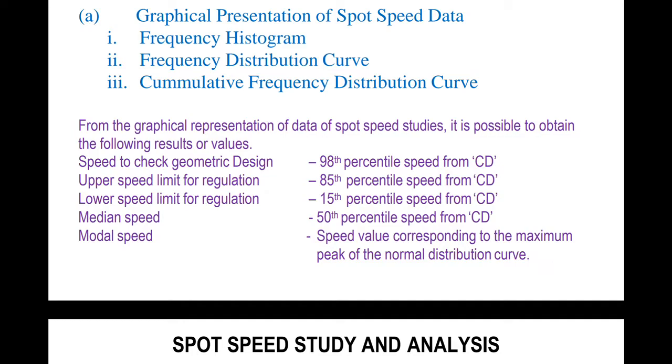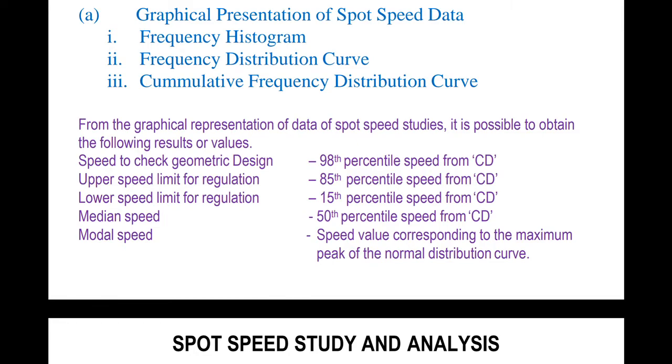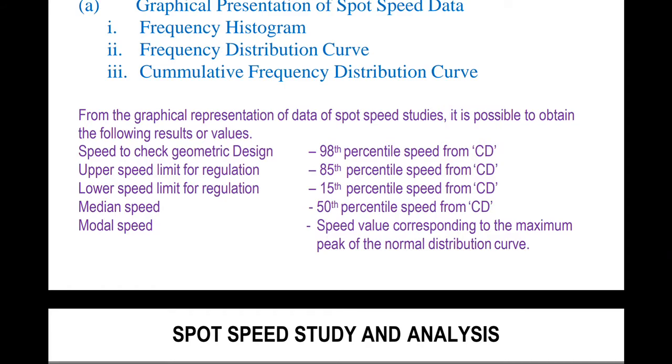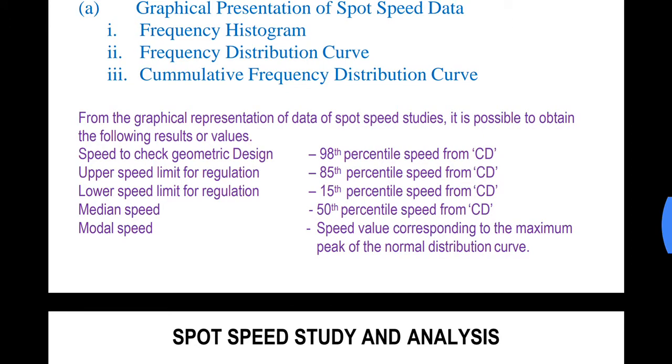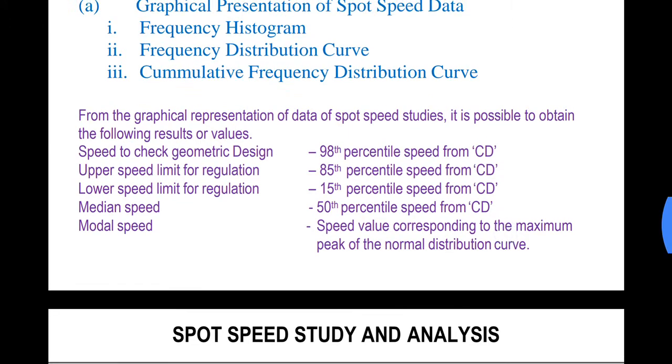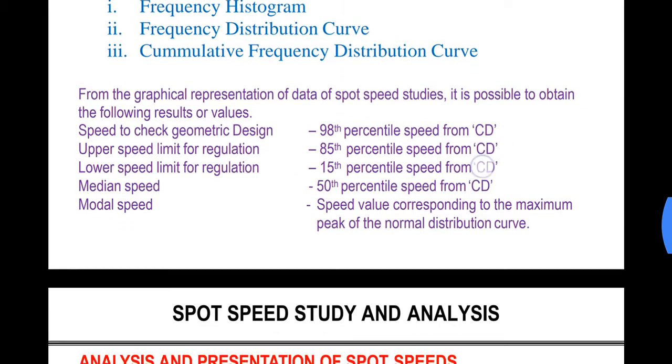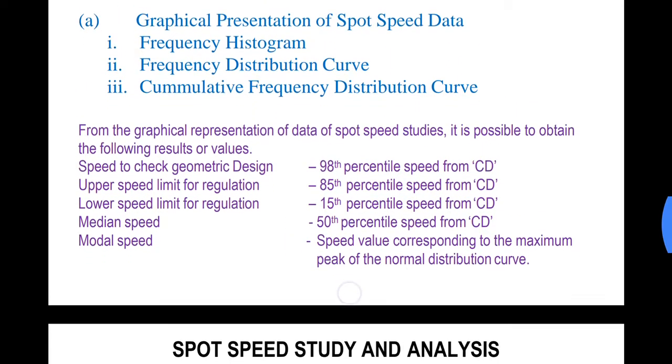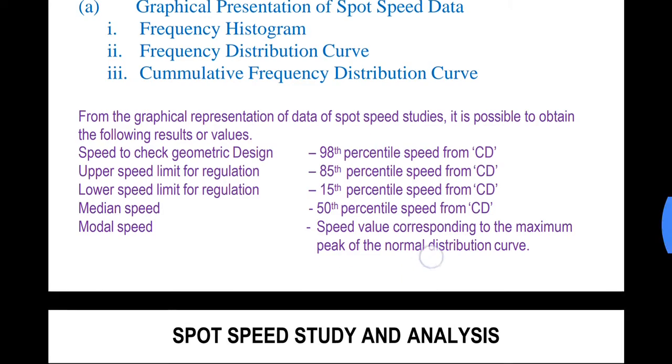normal distribution curve. Here the first one, the 98th percentile speed, is also known as the design speed. Then for the upper limit we use the 85th percentile speed, for the lower limit we use the 15th percentile speed. The median speed is the 50th percentile speed, and the modal speed is the speed which has the maximum frequency. We can find all these speeds using a CD curve, or the cumulative frequency distribution curve.